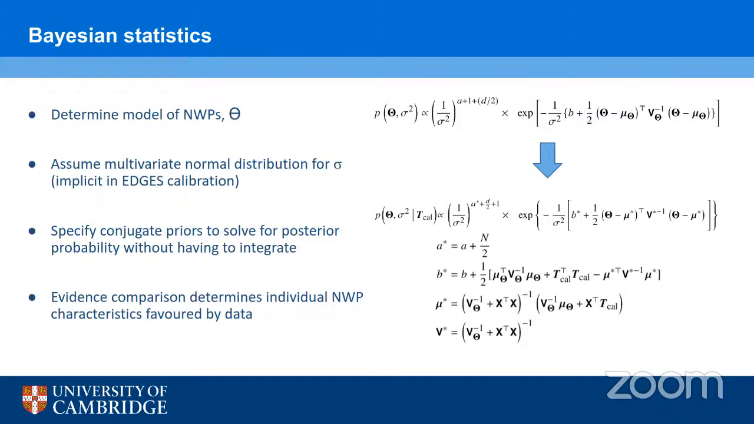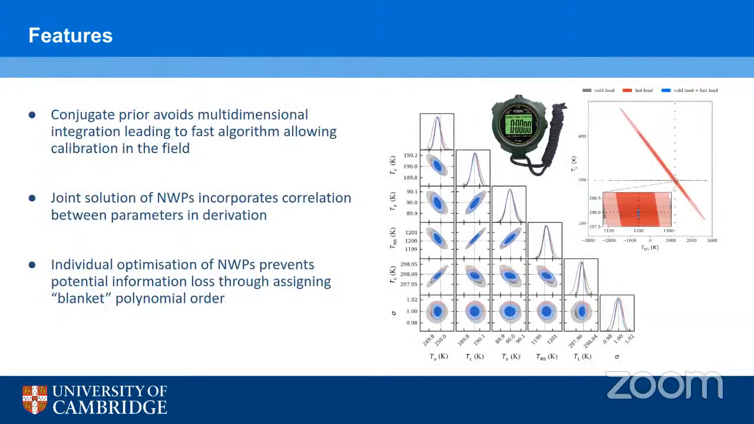What are the benefits of using this kind of conjugate prior approach? Well, using the conjugate priors allows us to avoid multidimensional integration, which leads to an algorithm that's much faster than, say, a Monte Carlo approach that explores the entire multidimensional parameter space. This speed allows us to calibrate in the field.